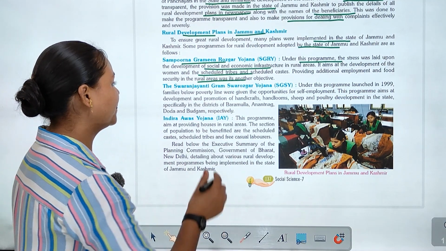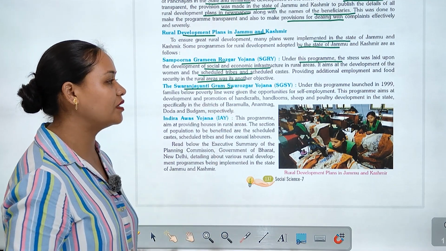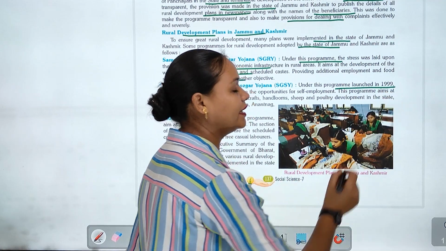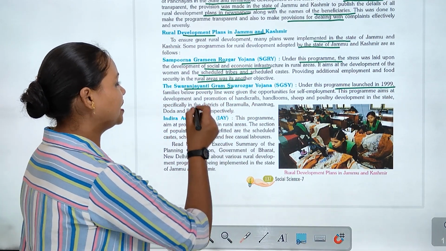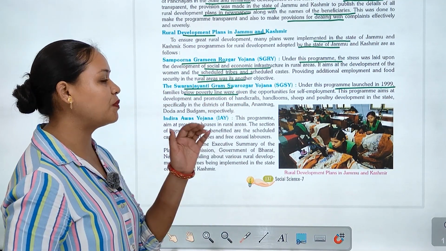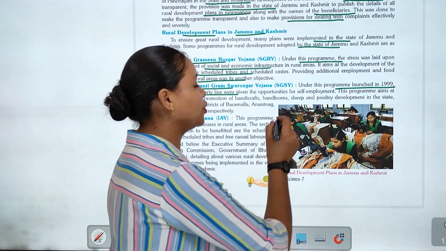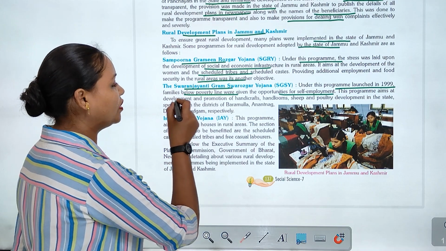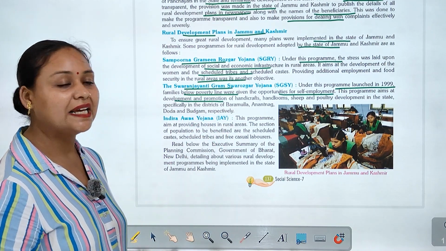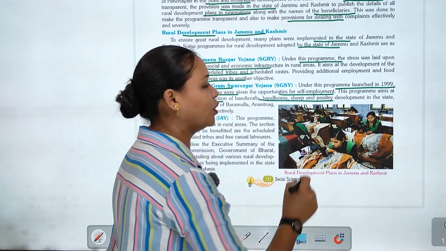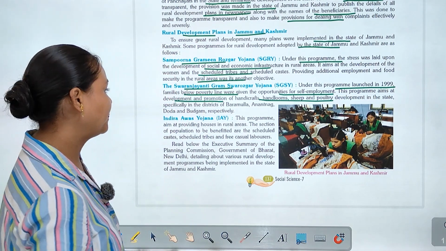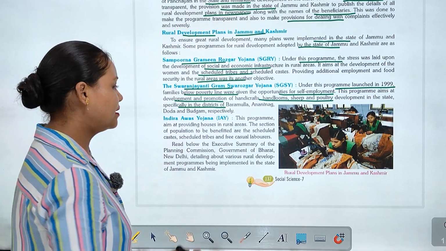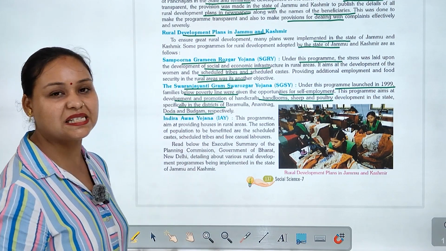Okay, चलिए. The स्वर्ण जयंती ग्राम स्वरोजगार योजना. नेक्स्ट है, अंडर दिस प्रोग्राम में लॉन्च हुआ ये 1999 में. Families below poverty line, जो फैमिलीज पॉवर्टी लाइन से नीचे हैं, वर्क गिवन अपॉर्चुनिटी दी गई सेल्फ एम्प्लॉयमेंट की। This program aims at the development and the promotion of handicrafts, handlooms, sheep, and poultry development in the state, especially in the districts of Baramulla and Doda and Budgam respectively.